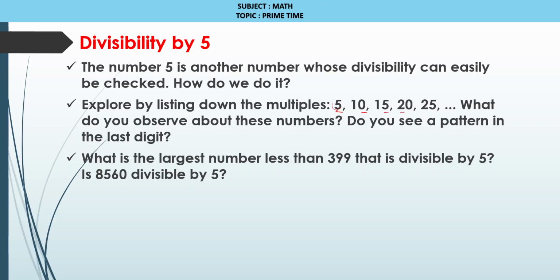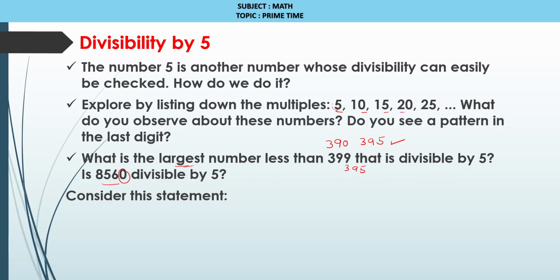So what is the largest number less than 399 that is divisible by 5? As we have seen, the number should end with a 0 or 5. The number ending with 0 is 390 and the one ending with 5 is 395. But what is the question asked? The largest number. Between 390 and 395, the largest is 395. So 395 is the largest number less than 399 that is divisible by 5. And is 8560 divisible by 5? Yes, because the number ends with a 0.